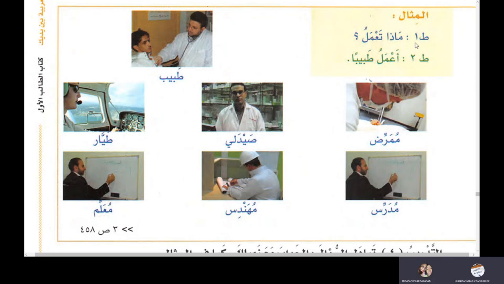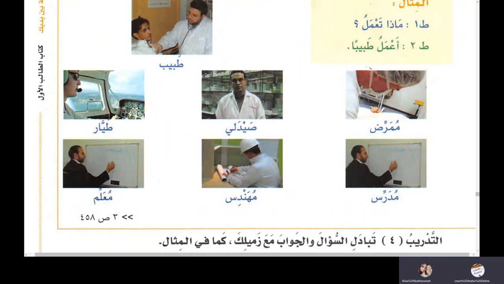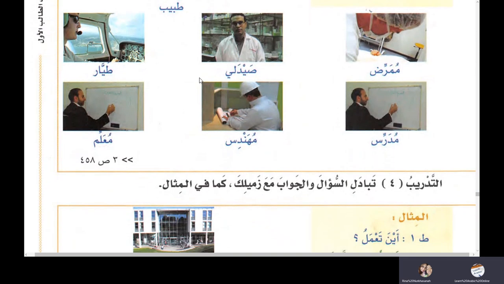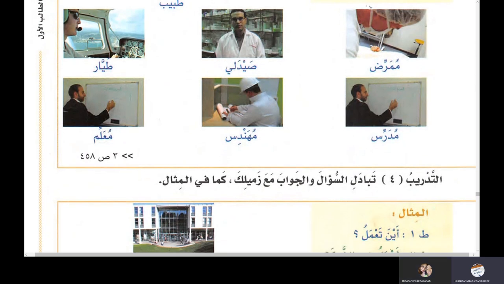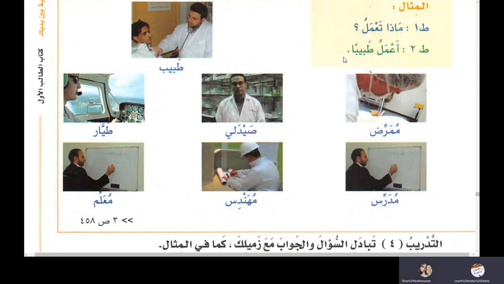Example: first student, madha ta'malu? Student: a'malu tabiban. And then, madha ta'malu? The answer is a'malu mumarridan. And then, when we use tanween fatha, we add an extra alif. Just like here, you see extra alif with tabiban. Here also extra alif. Here also extra alif. All these are mansub, so an extra alif is needed when we use tanween.